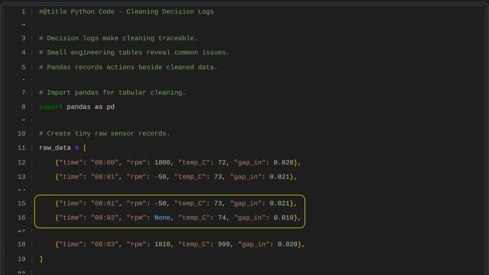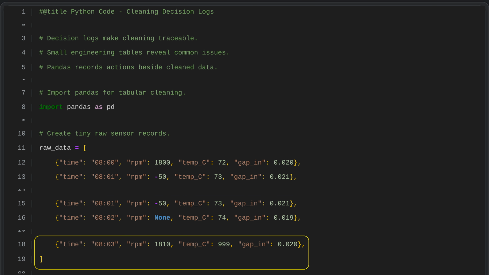Two sensor records are added to the raw data to show common data quality issues. One reading has a negative RPM value, which is invalid, while the next has a missing RPM value. Both cases will need to be handled during data cleaning.